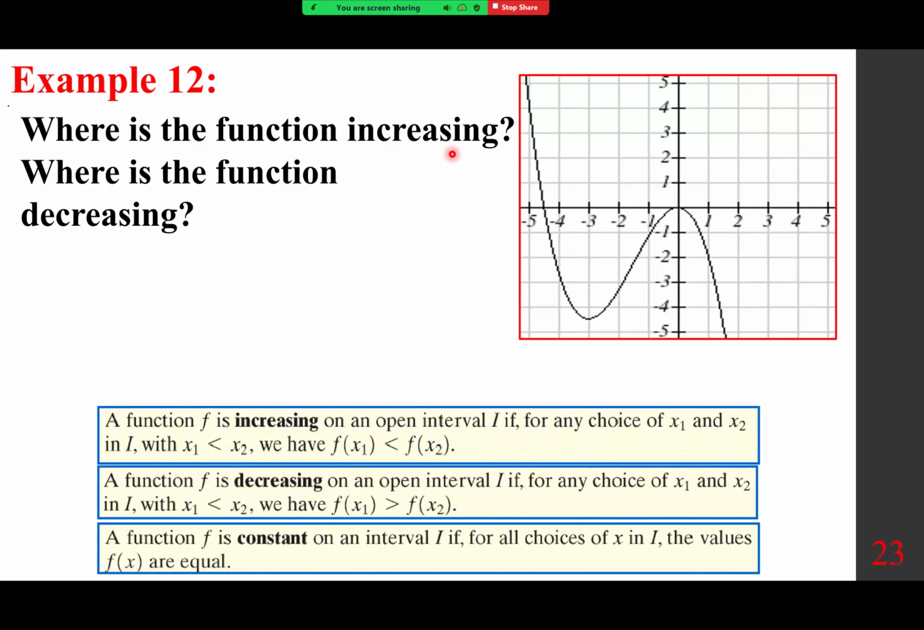Where is the function increasing? Where is the function decreasing? I'm reminding you of all of those definitions we've been through a number of times: increasing, decreasing, constant. In short, I'm going to remind you again. Increasing, simply put, x gets larger, so does y. Decreasing, x gets larger, y gets smaller.